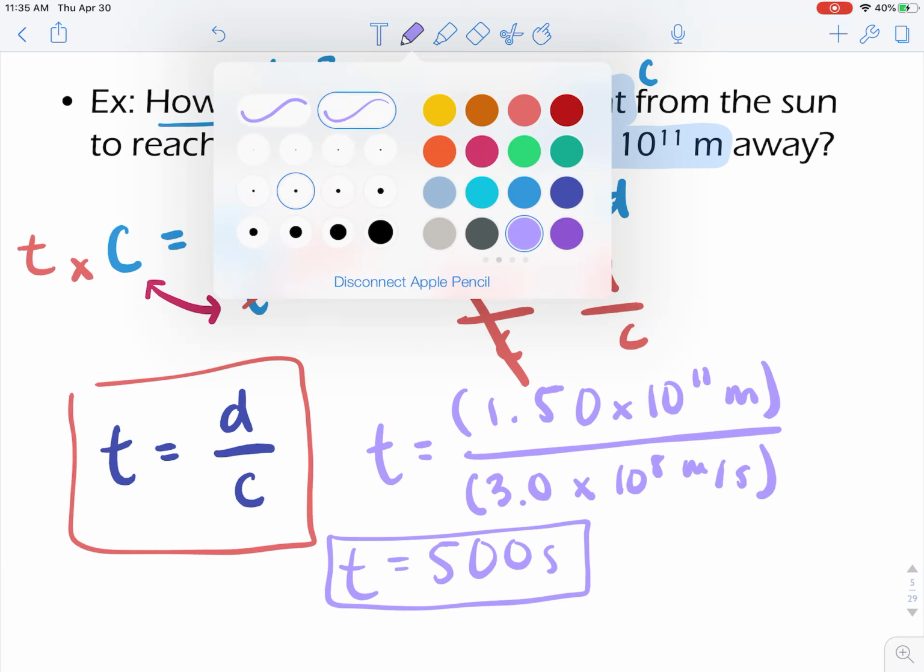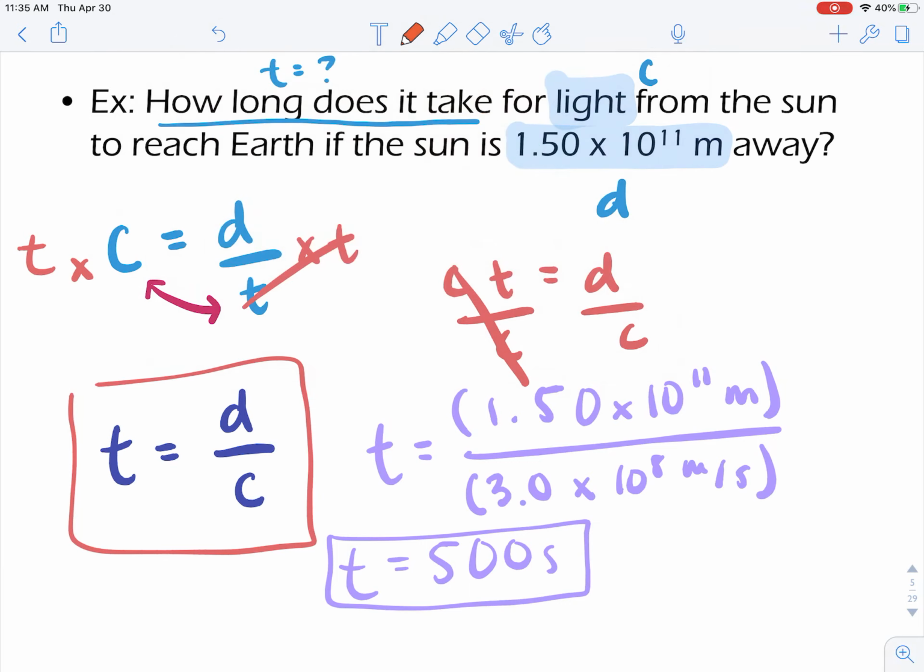Now, normally, you would just leave this number alone. But just in this instance, I'm going to ask you to convert this because 500 seconds is kind of a weird time to estimate in my head about how long that actually takes. So I'm going to convert that to a unit that maybe is easier to understand just because seconds don't really work very well here.